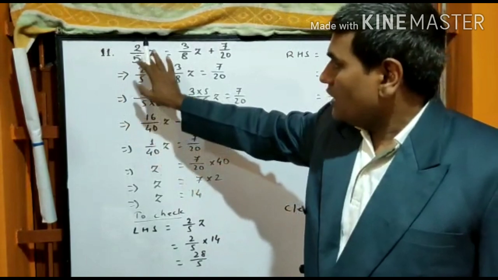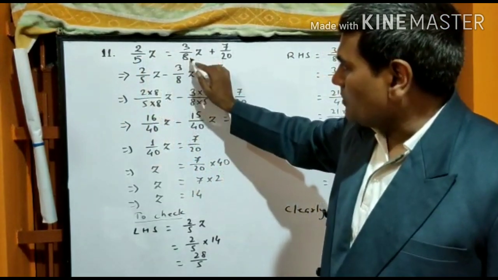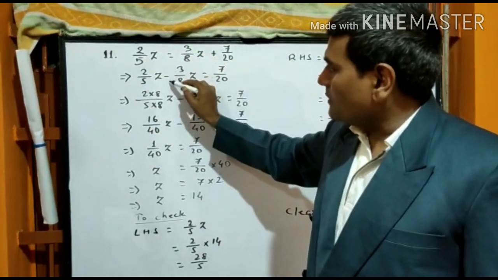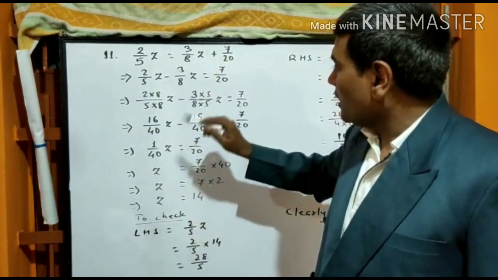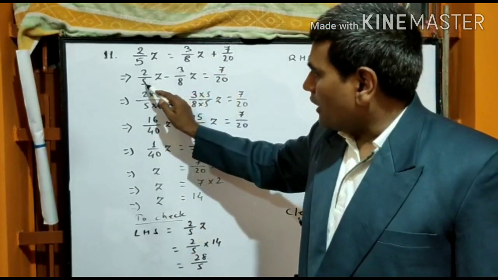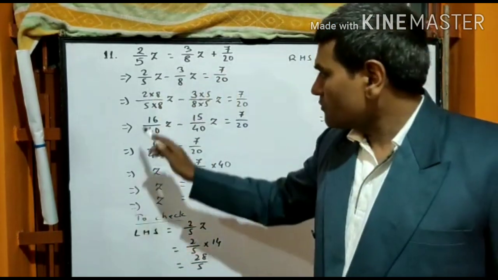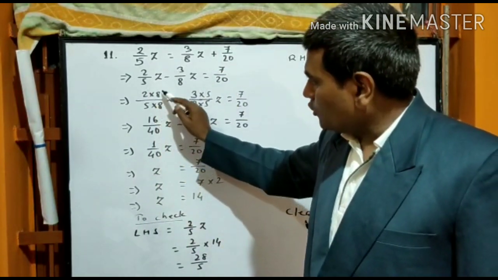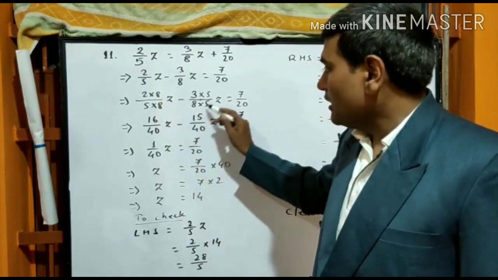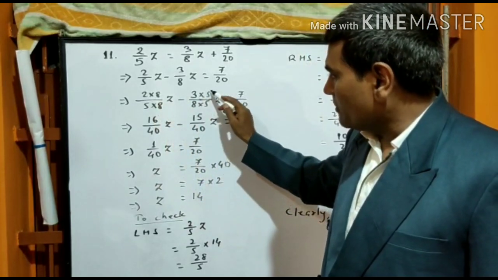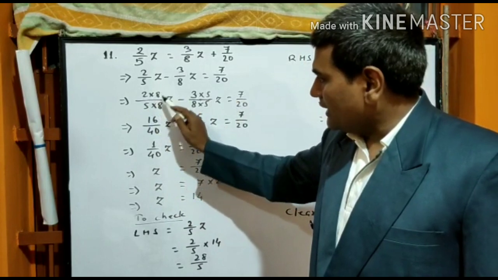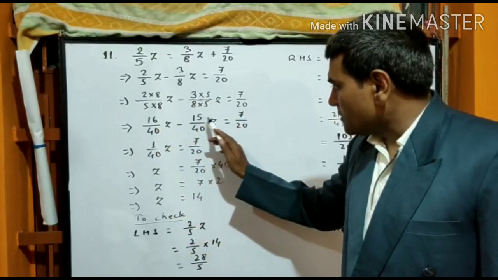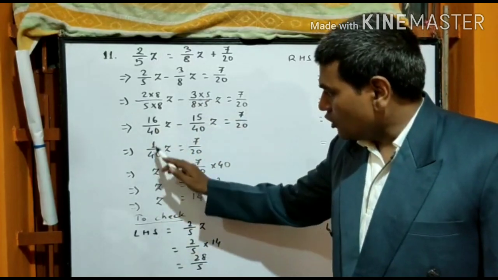Question number 11. 2 by 5z equal 3 by 8z plus 7 by 20. Take this variable to the left side. Positive will be negative. And now 5 and 8. Take LCM. It will be 40. 5 8s and 8 5s. Multiply both numerator and denominator by 8. Here multiply both numerator and denominator by 5. 2 8s are 16. 3 5s are 15. Now 16z minus 15z equal 1z. Denominator is 40.